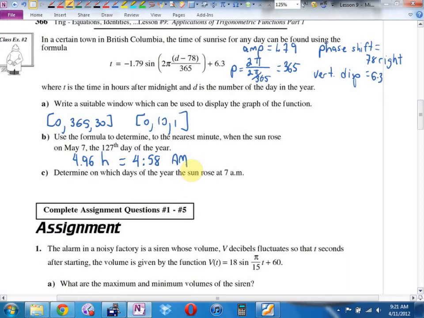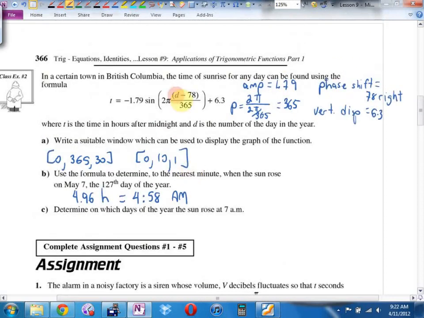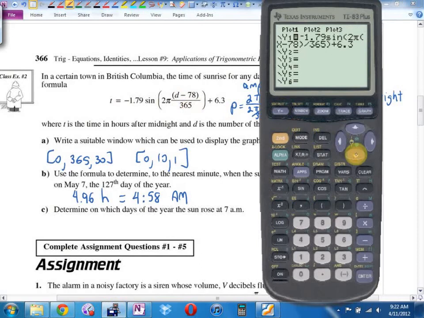C. Can you read C to me, please? They told me 7 a.m. You know what? I think they gave me a Y value, and you know what they want me to find? An X value. How am I going to do that? Y1 equals the function, Y2 equals 7. That's where I send a Y value across of 7 a.m. What if they had said 7 p.m.? I wouldn't type in 7. What would I type instead? 19. By the way, the sun never rises at 7 p.m., so that would be a dumb question, but just be careful of your a.m.s and p.m.s.